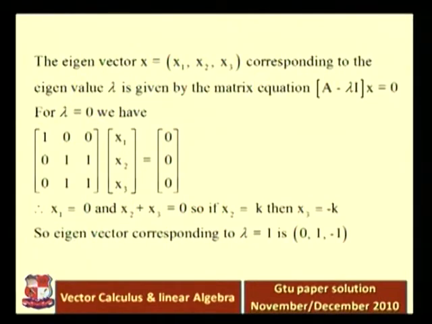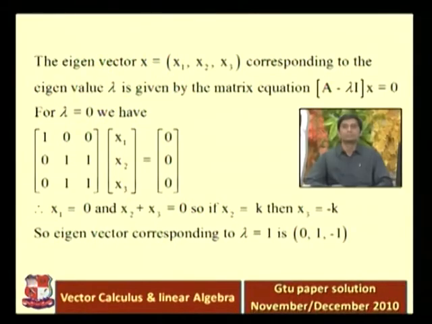From that we get x1 is equal to 0, x2 plus x3 is equal to 0. If we suppose x2 is equal to k, we get x3 is equal to minus k, because x2 plus x3 is equal to 0. Just k will be outside of the vector, so k into 0, 1, minus 1. So the eigenvector corresponding to lambda equal to 0 is 0, 1, minus 1.